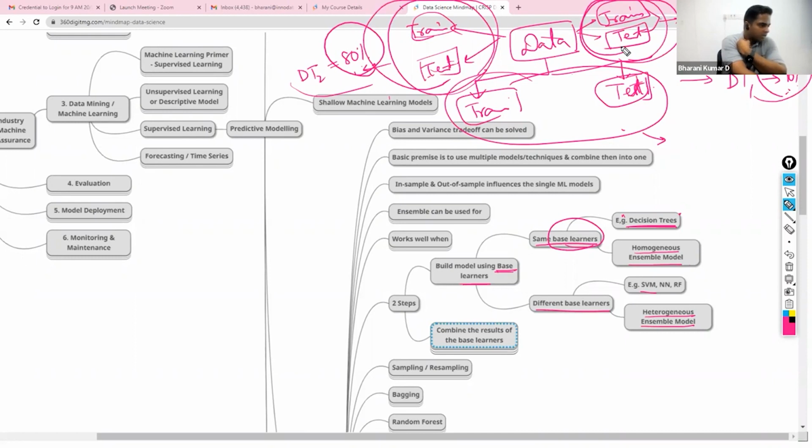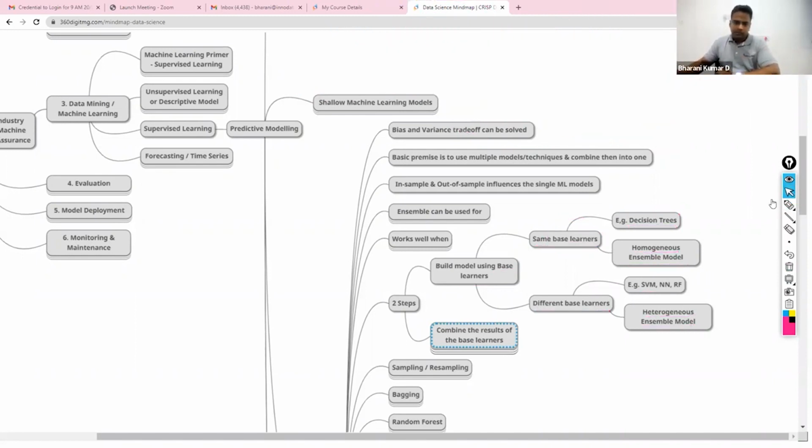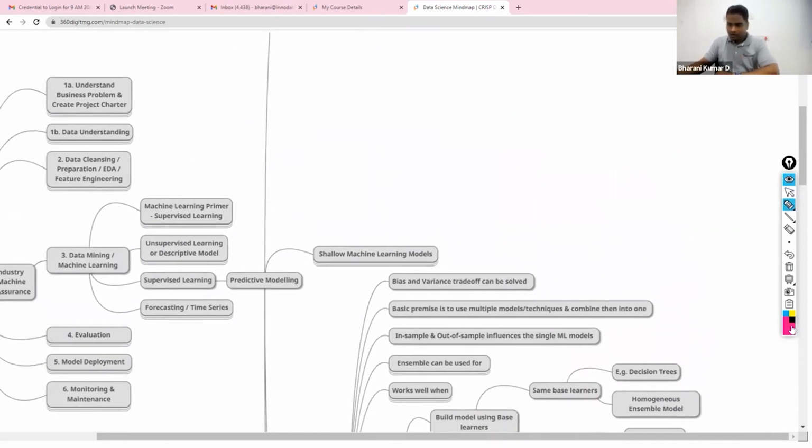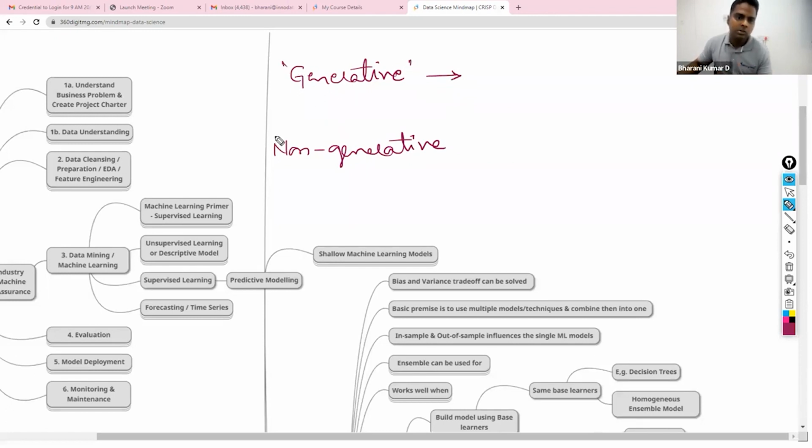In-sample, out-of-sample is done. Okay. One more very important thing is we have something called generative versus non-generative algorithms. Write down. When I'm explaining a concept, don't assume you'll remember everything. You're not robots, so please make a note. Okay. Generative versus non-generative.